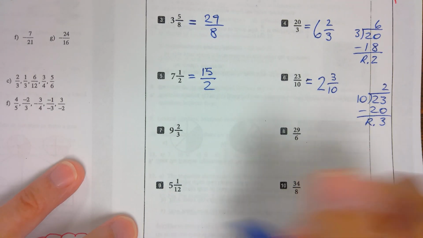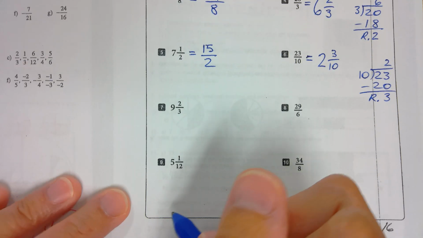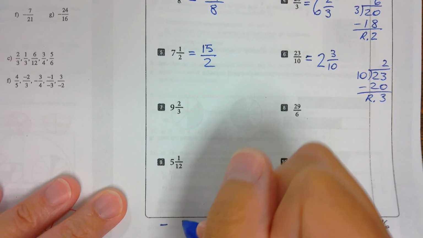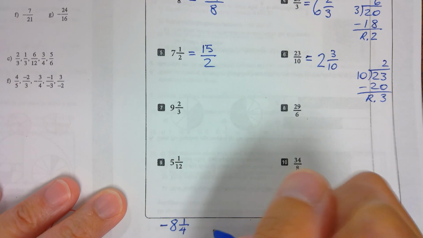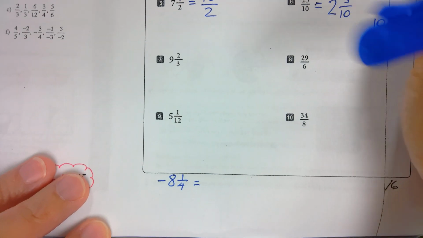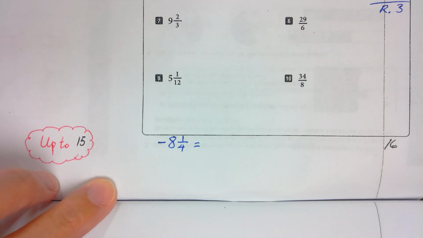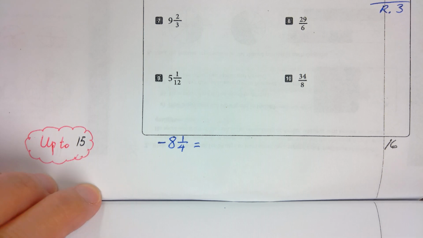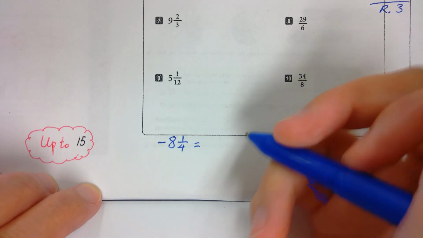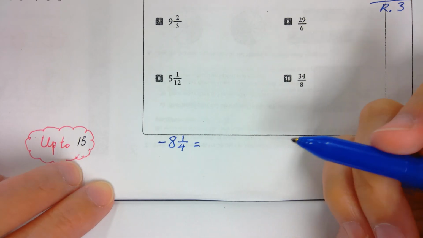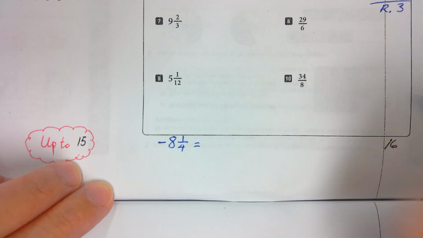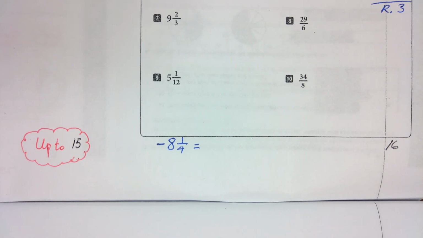Just want to give you a random one. What if negative 8 and 1/4? Okay, negative 8 and 1/4. Try this one. Okay, Darshana? Negative 33 over 4. Who got negative 31 over 4? Okay, so is it negative 31 or 33? Who says 31? Who says 33?